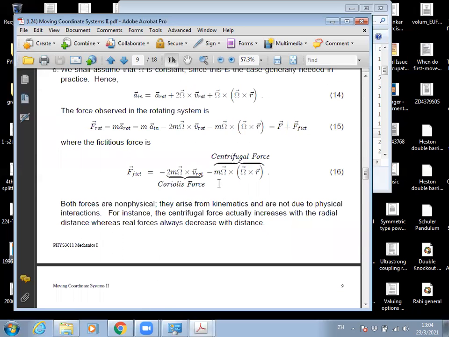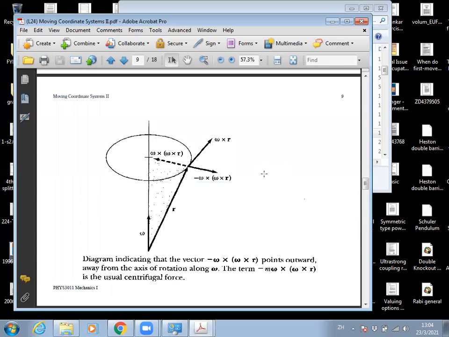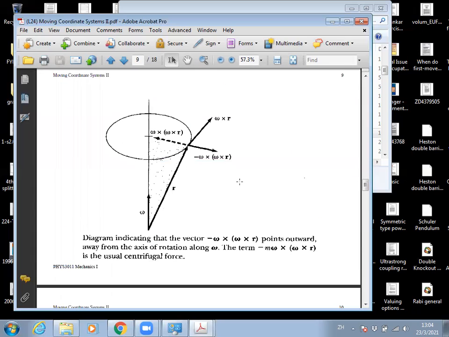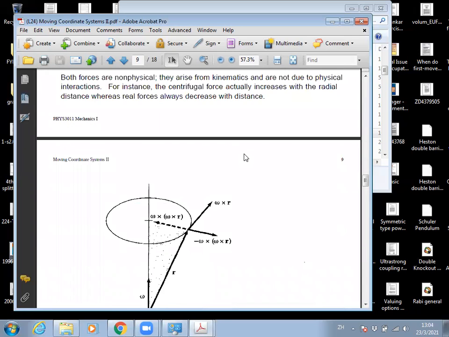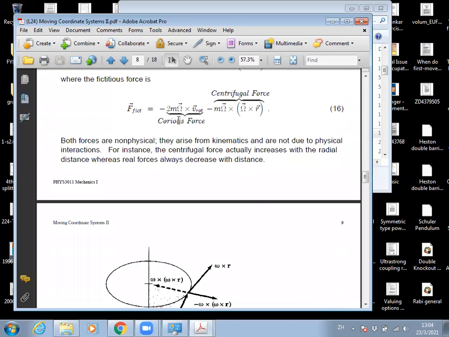So if we represent these forces or these terms pictorially, you can see this diagram. It is rotating about the z-axis. This is the direction of the angular velocity. Okay. So this is the centrifugal force, all right, as shown here. And there's another one, the Coriolis force.